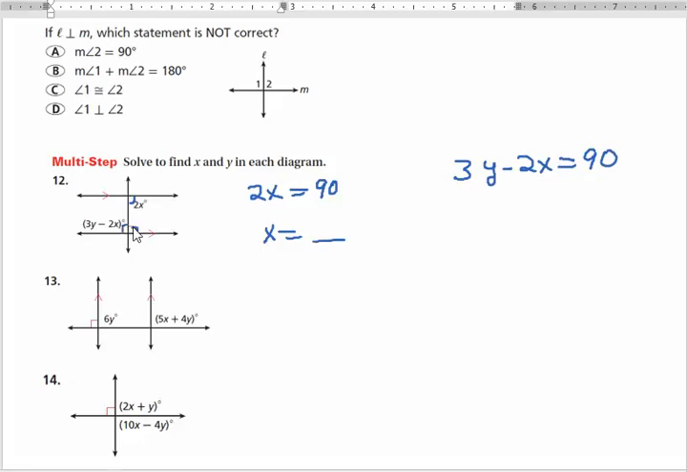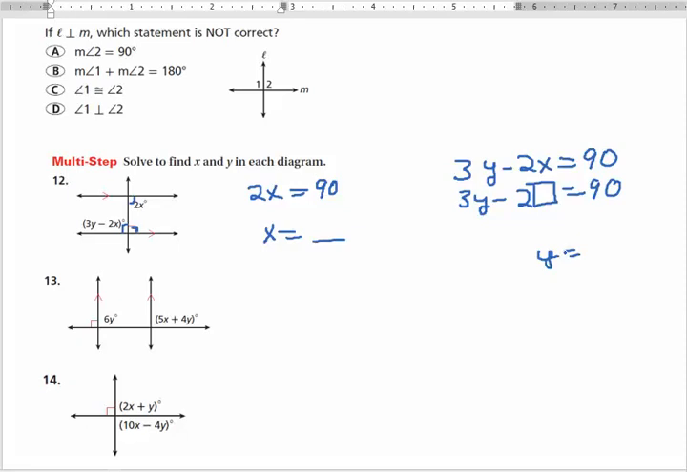this is also 90. But now we know what x is. So 3y minus 2 times what you got for x equals 90. And then you can continue solving and find y. All right, now this one, let's see what this is.